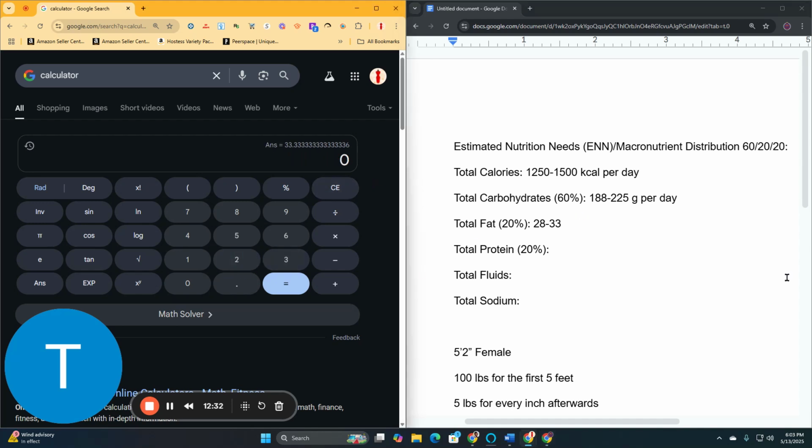So let me just double check because I feel like something is wrong here. 1,250 times 0.2 divided by 9. Okay. 1,500 times 0.2 divided by 9. Nope, that's right.